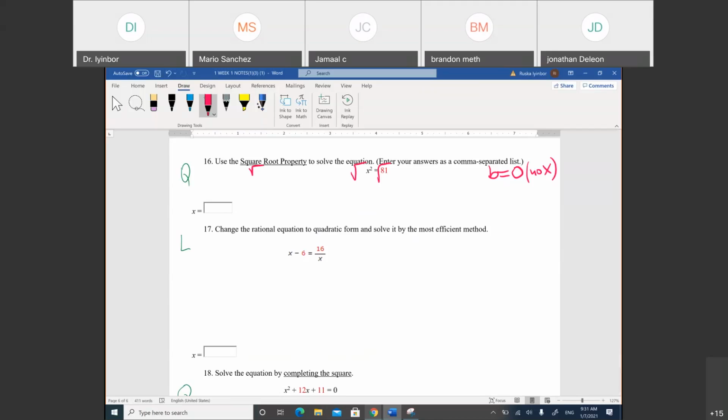So when I take square root of x squared, that's going to give me x equals, what is square root of 81? 9. 9, good job. Square root of 81 is 9. Now, looks like we have only one answer. We need to get another one. How are we going to get the other answer? So 9 times 9 is 81, right? 9 squared is 81. Is there another number which I square and get 81 again?